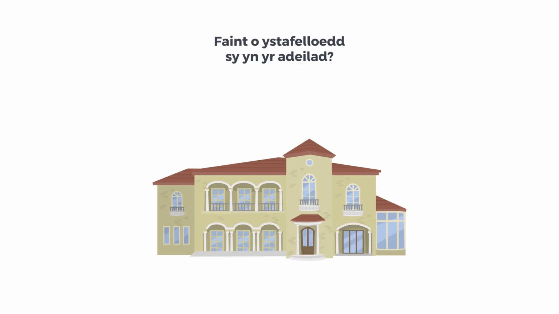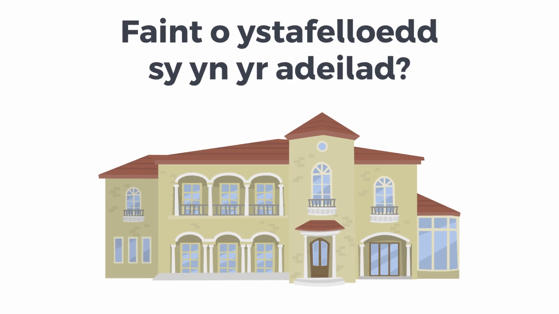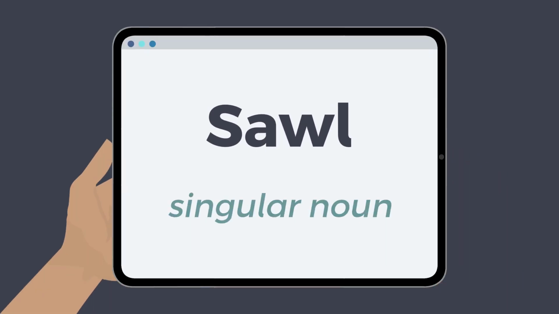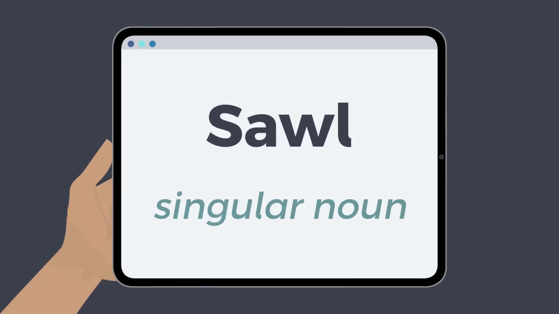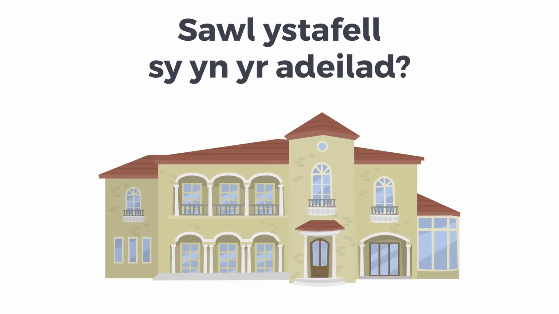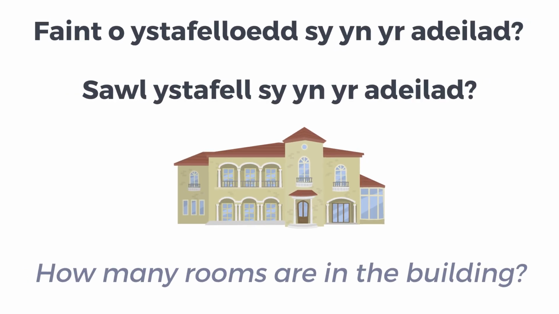Enghraifft, faint o ystafelloedd sy yn yr adeilad. And we use sawl with the singular noun. Enghraifft, sawl ystafell sy yn yr adeilad. Both mean how many rooms are in the building.